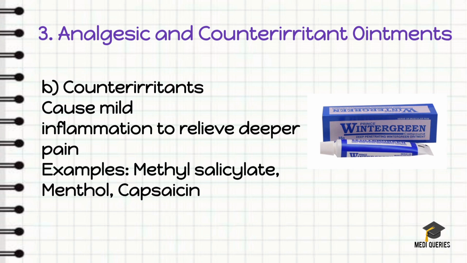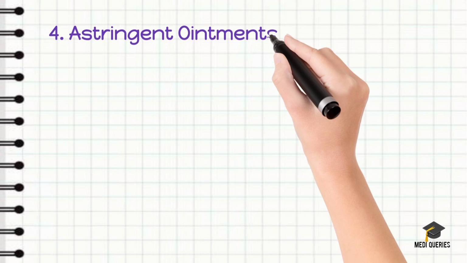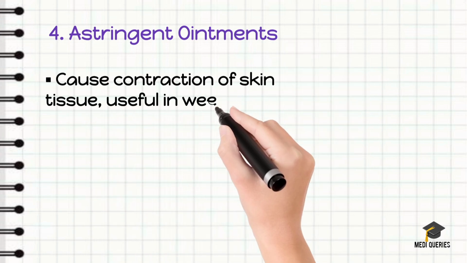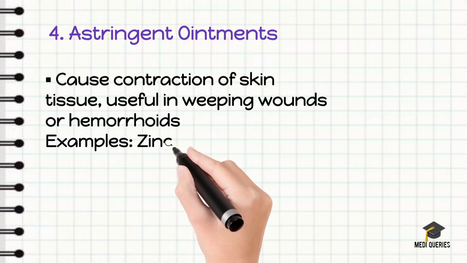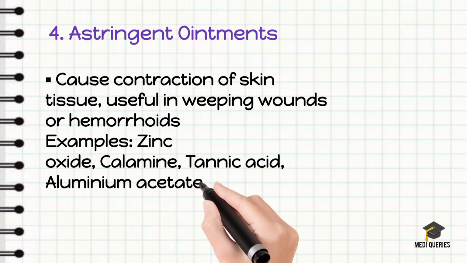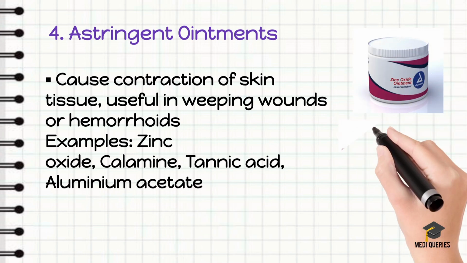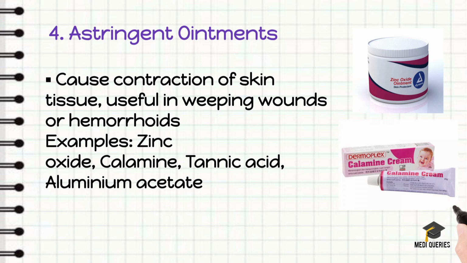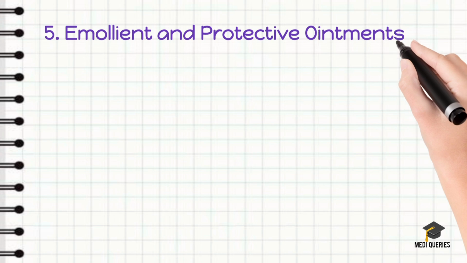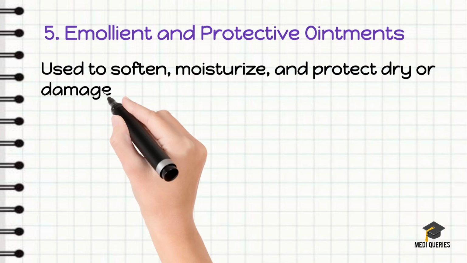Next one is astringent ointments. They mainly cause contraction of the skin tissues, useful in weeping wounds or hemorrhoids. Examples: zinc oxide, calamine, tannic acid, aluminum acetate, like that. And fifth one is the emollient and protective ointments. They are mainly used to soften, moisturize and protect dry or damaged skin.